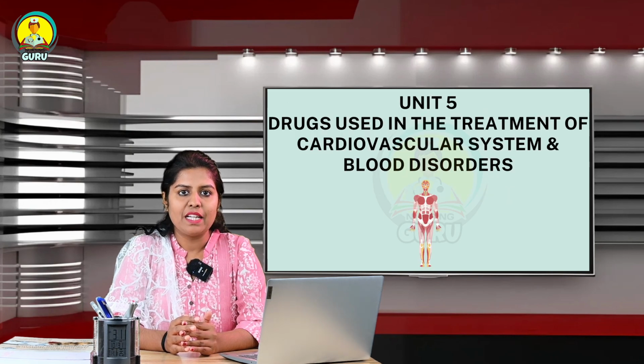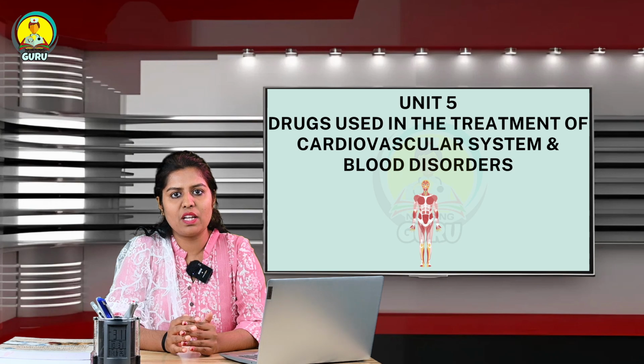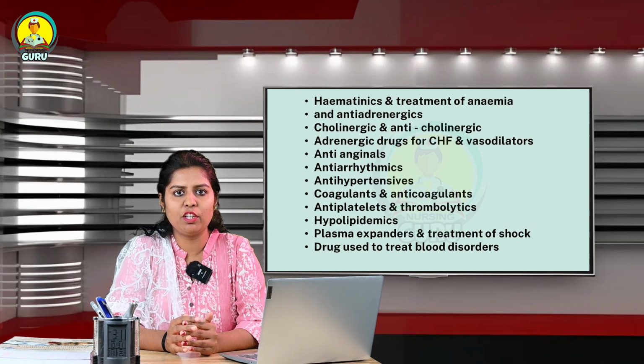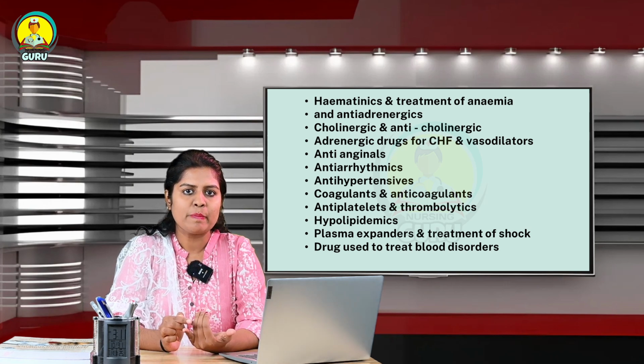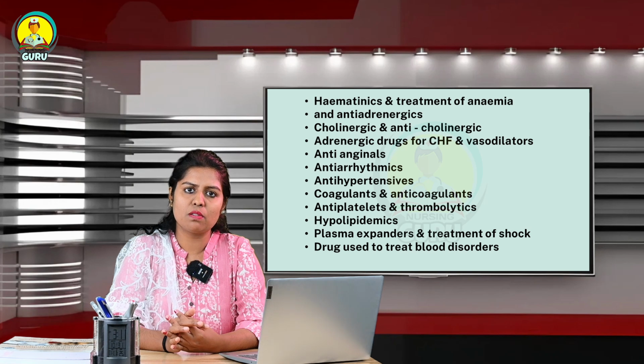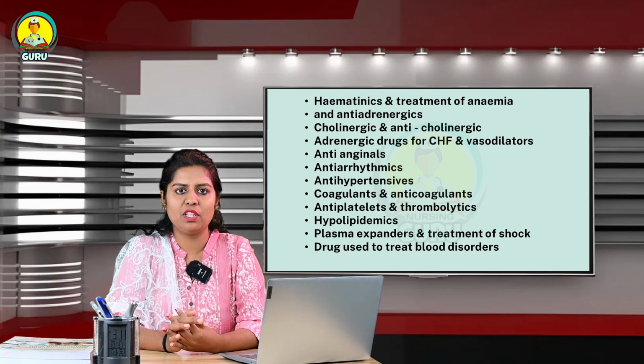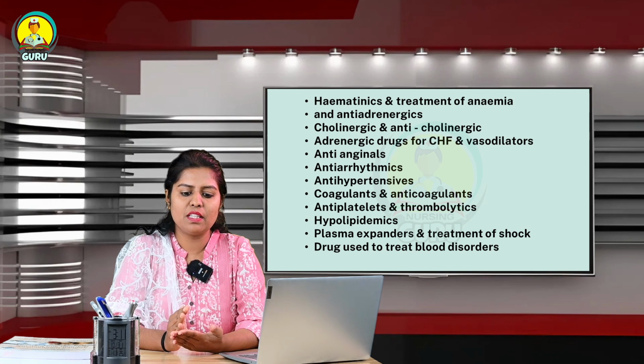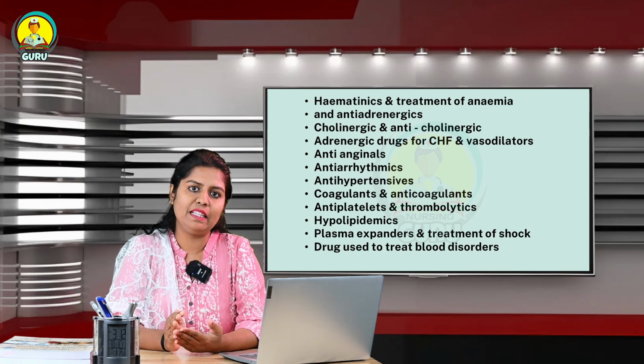Next, Unit 5, drugs used in treatment of cardiovascular system and blood disorders. Here you will see the hematinics and treatment of anemia and anti-adrenergics. Treatment of anemia is very important. Sometimes they will combine and ask the question for 10 marks. Sometimes they will ask for 5 marks. Then adrenergic drugs for congestive heart failure and vasodilators. Vasodilators are also very important. Then anti-anginal. Sometimes they will ask the question like this, for example, write the treatment for angina. Sometimes they will ask anti-anginals.